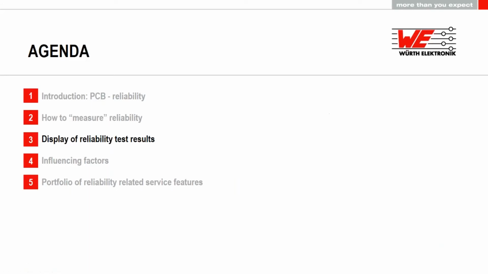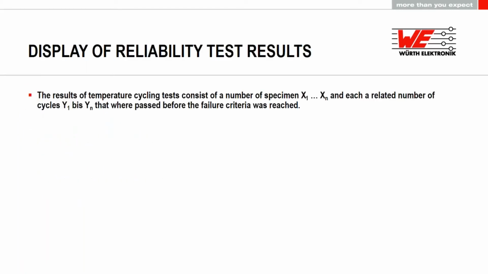Let's come to the display of reliability test results. As I told you, it sounds quite boring, but the best data is useless if you are not able to use it in a way that you can really work with it. Then let's see what type of results we get from a temperature cycling test.